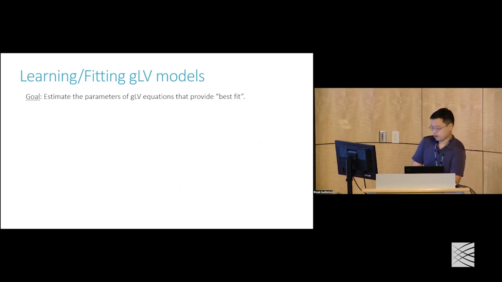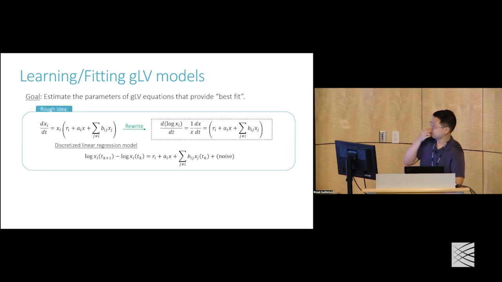And well, the question that we want to think about here is not the scenario where we're given coefficients and we're trying to simulate a system. We're going to think about the inverse problem, where we're given time series observations of a system, and we're going to assume it's Lotka-Volterra. We're going to try to find parameters that give rise to the observations, or are highly likely to give rise to the observations. So here, the goal is to estimate the parameters of GLV equations given time series observations that provide the "best fit." I put that in quotes because somehow that's loose and it's up to interpretation. And we'll think about what this is.